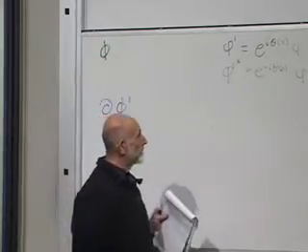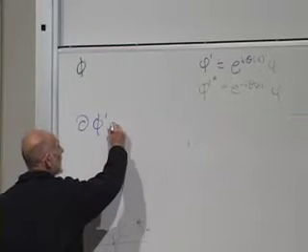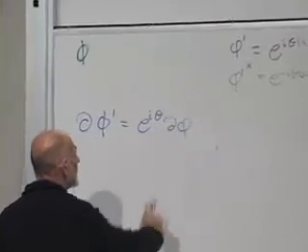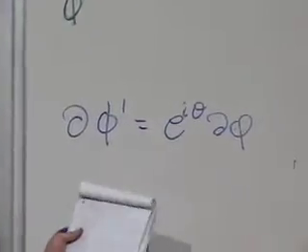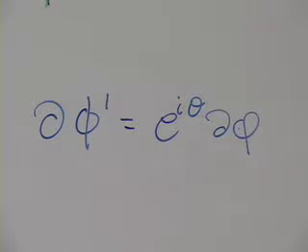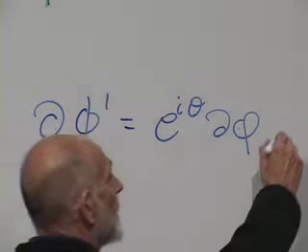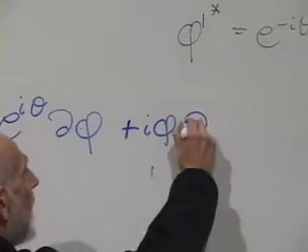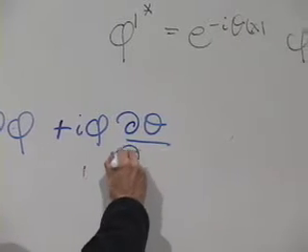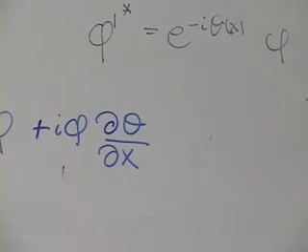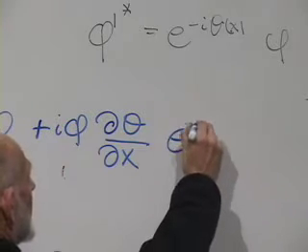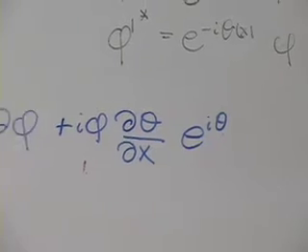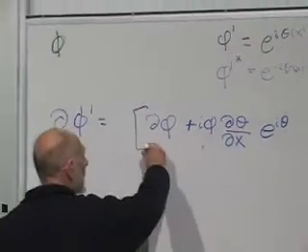Here's phi prime. Well, first of all, it will contain e to the i theta times the derivative of phi, right? The unmodified, the before the transformation takes place. And then it will contain a second term. And that second term will be phi times the derivative of theta with respect to x times e to the i theta. In fact, let's factor e to the i theta out. It's an overall multiplicative factor.